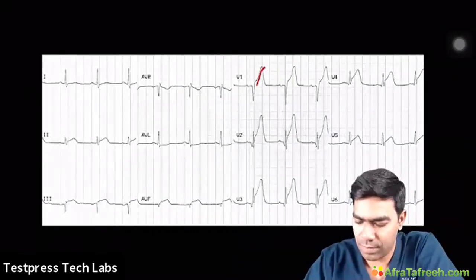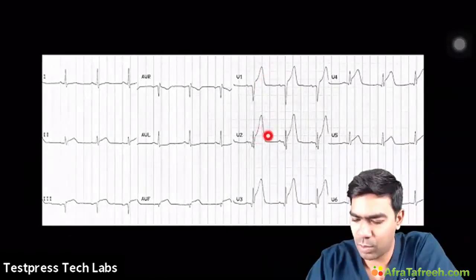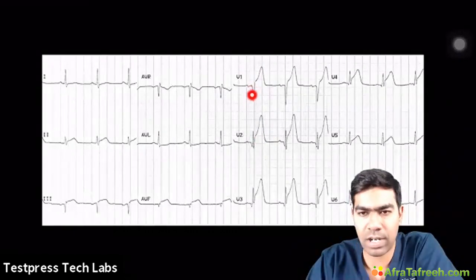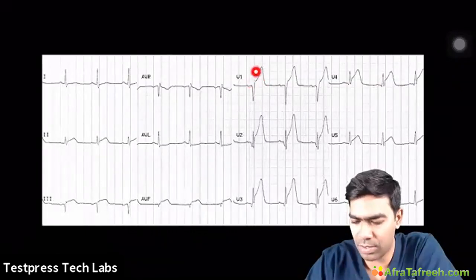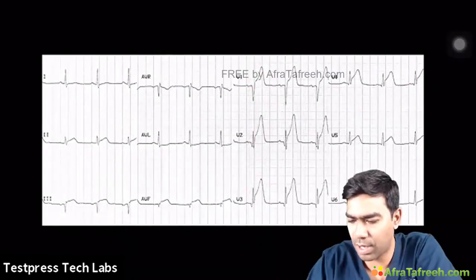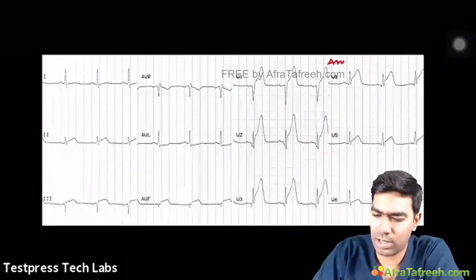So you're seeing in V1, elevation is there. V2 also elevation is there. And in V1 already Q waves have started forming. You can see a big Q wave here. And these are hyperacute T waves more than ST elevation. So you have ST elevation, you have hyperacute T waves, you have ST elevation here. So it must be more of an anterior wall MI. There's no doubt about that. It's an anterior MI.